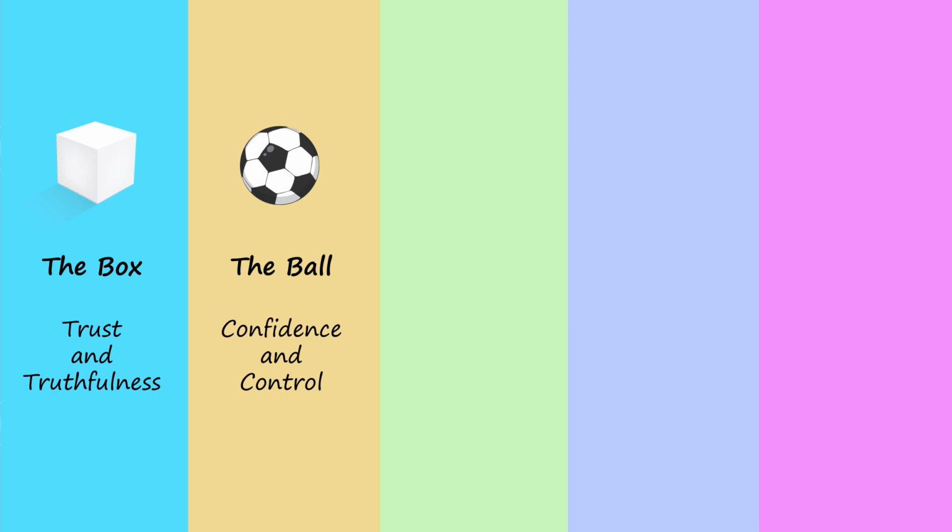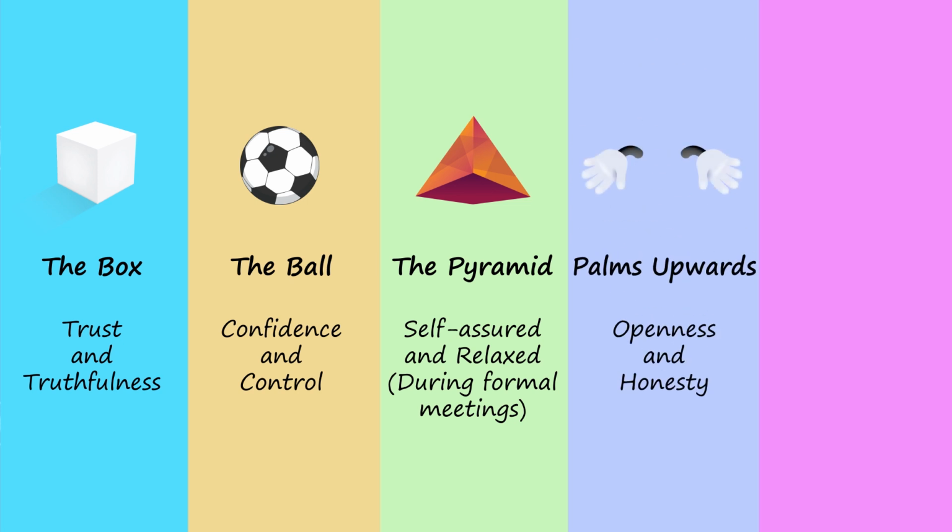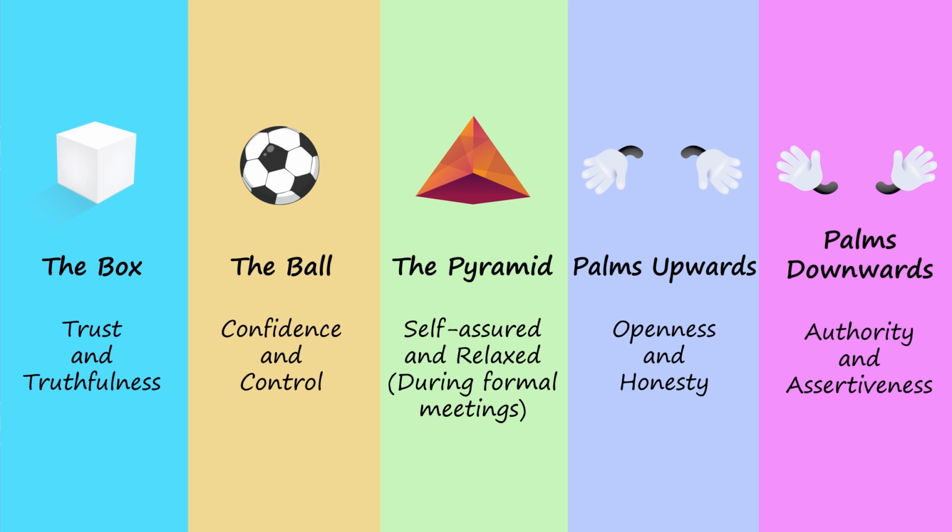Remember when to use what? The box, when you want to show trustworthiness and truthfulness. The ball, when you want to show confidence and control. The pyramid hands, when you are self-assured and relaxed but don't overdo it. The palms upwards, when you want to show openness and honesty. The palms downwards, when you want to show authority and assertiveness.